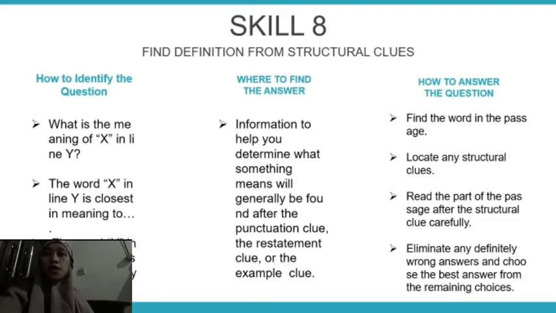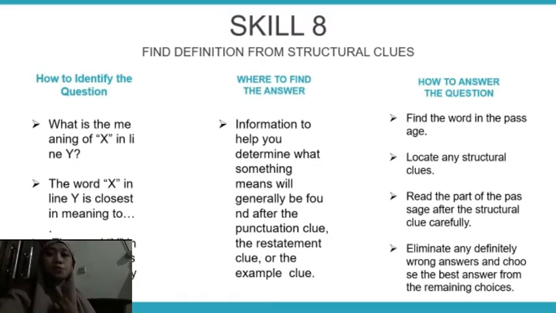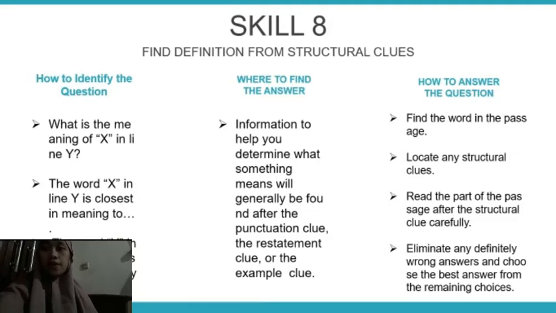How to answer question number 1? Number 1. Find the word in the passage. Number 2. Locate any structural clues. Number 3. Read the part of the passage after the structural clue carefully. And number 4. Eliminate any definitely wrong answers and choose the best answer from the meaning choices.